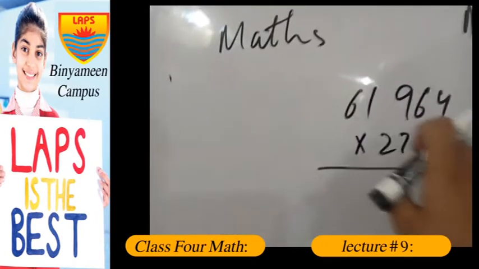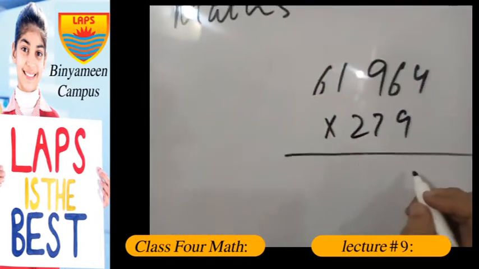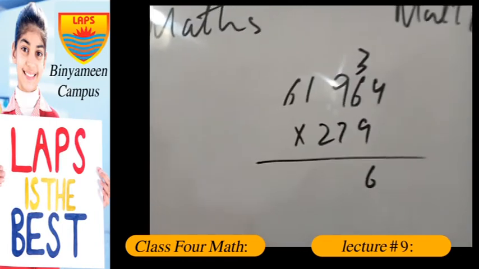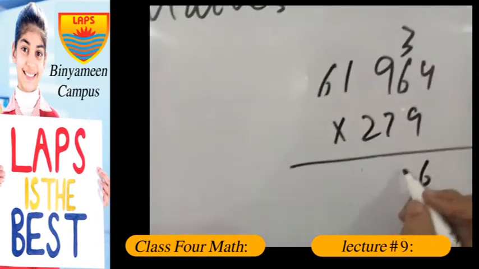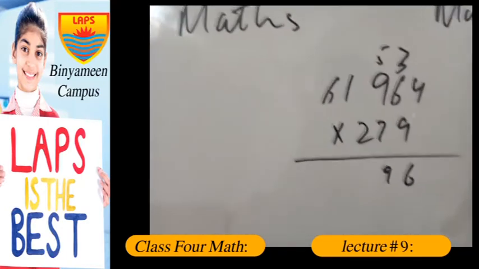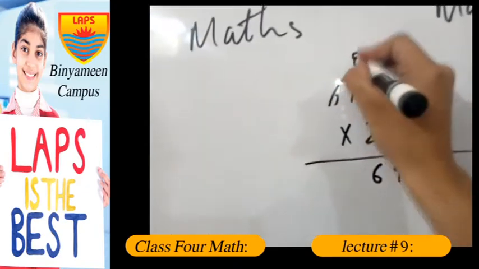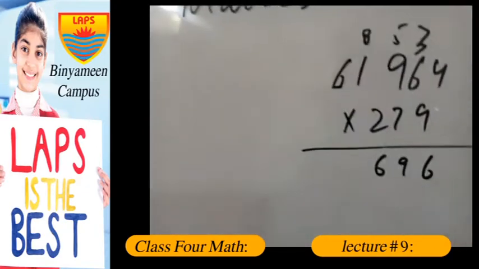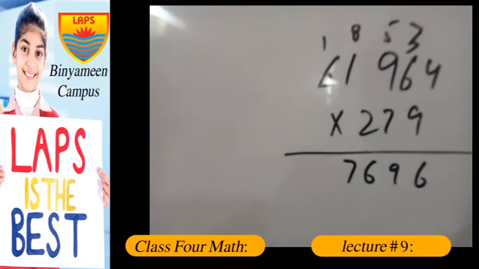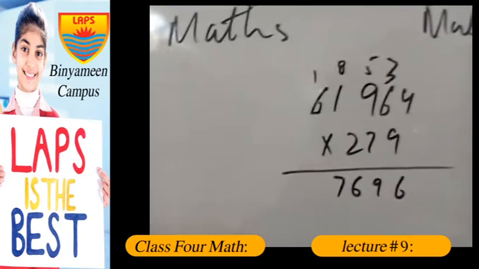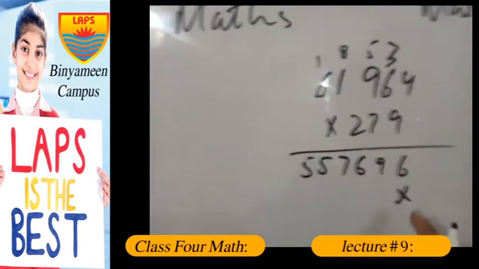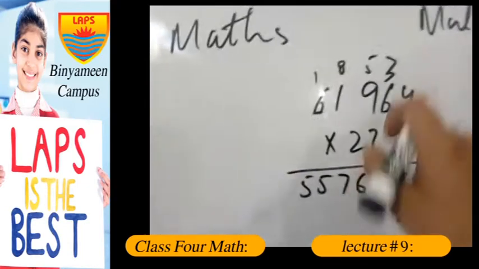We have to multiply 9 with all of this value. 9 fours are 36, 3 will be carried. 9 sixes are 54, 54 and 3 makes 59, 5 will be carried. 9 nines are 81, 81 and 5 makes 86, 8 will be carried. 9 ones are 9, 9 and 8 makes 17, 1 will be carried here. 9 sixes are 54, 54 and 1, 55 here.